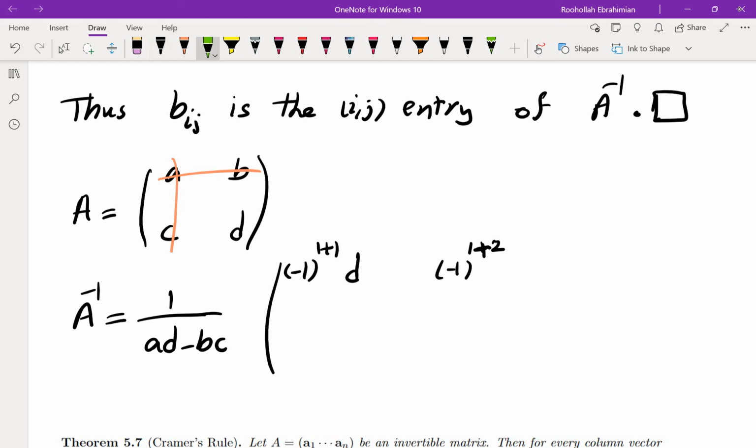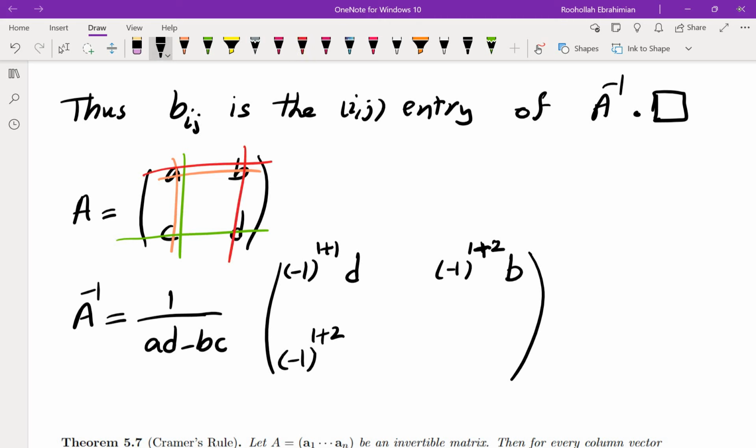Now I'll have to remove the second row and the first column, and I will get B. (-1) to the power of 1 plus 2. Then I'll have to remove the second row and the second column, so that would be C. And finally, (-1) to the power of 2 plus 2, A.